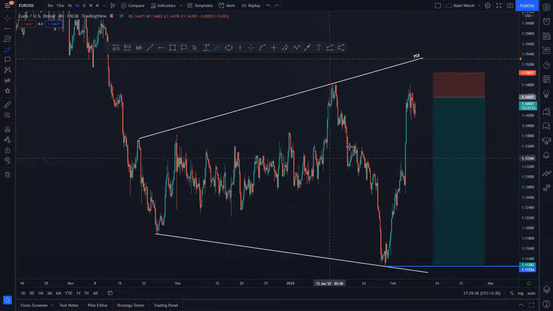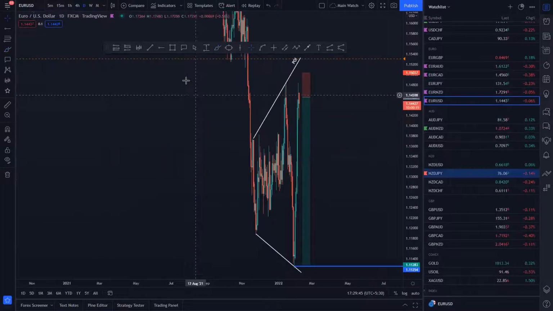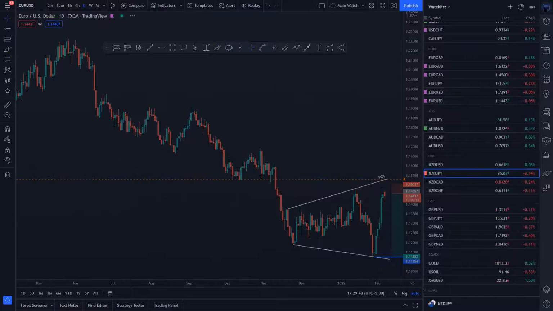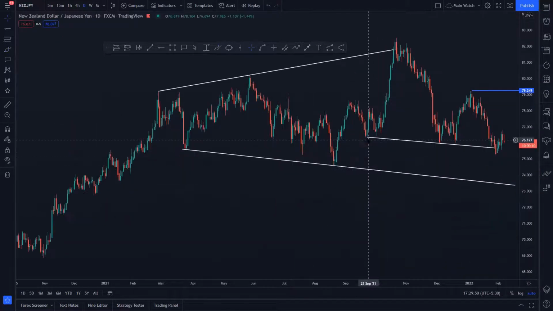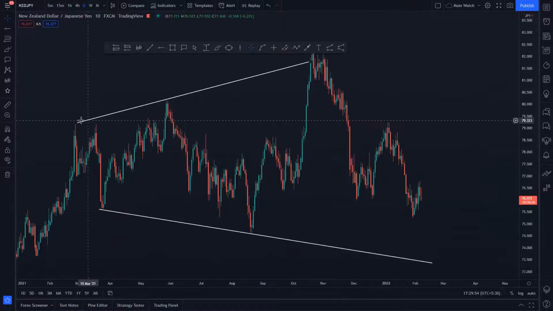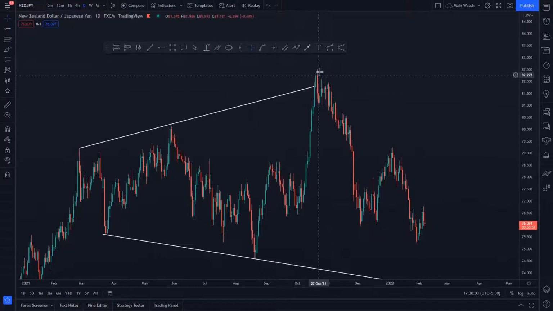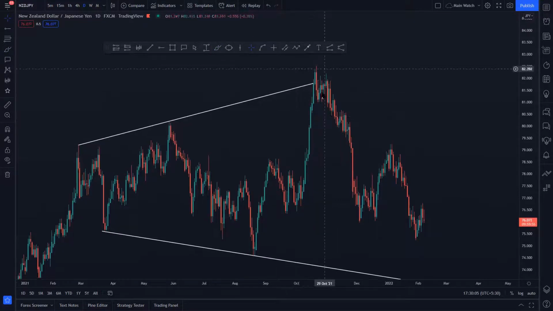Let me show you the same structure in NZD-JPY. You can see this is the same structure we had traded in NZD-JPY. The first touch, this was the second touch, this was the third touch of the pattern. You can see the mass psychology played again. I hope you both understand what mass psychology is: buying at the top and selling at the low. Understand how beautifully the mass psychology played in the market.